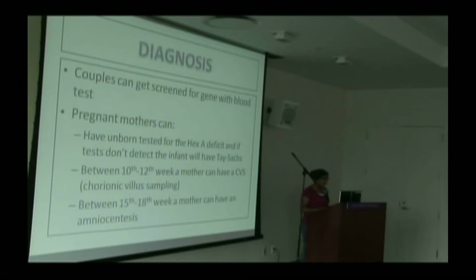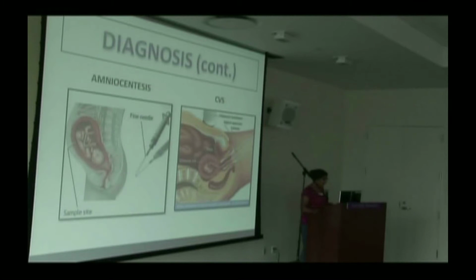Diagnosis. Couples can get screened for the gene with blood tests. Pregnant mothers have several options. They can have the unborn baby tested for the HexA deficiency, and if the test doesn't detect HexA, the infant will have Tay-Sachs. Between the 10th and 12th week, a mother can have a CVS, and between the 15th and 18th week, a mother can have an amniocentesis. Here's a picture that basically shows the amniocentesis and the CVS.